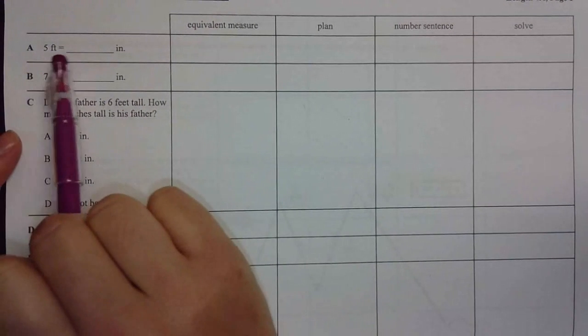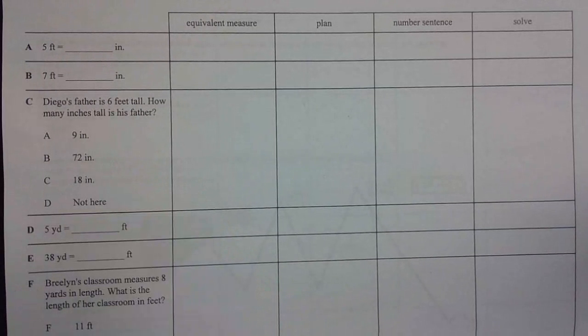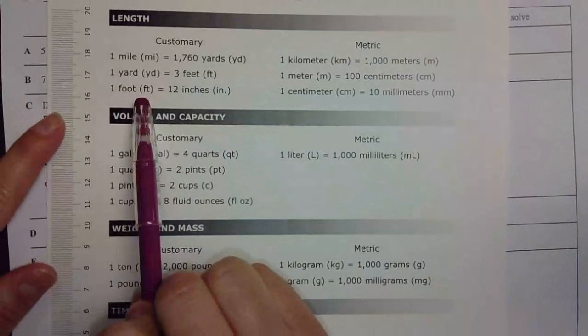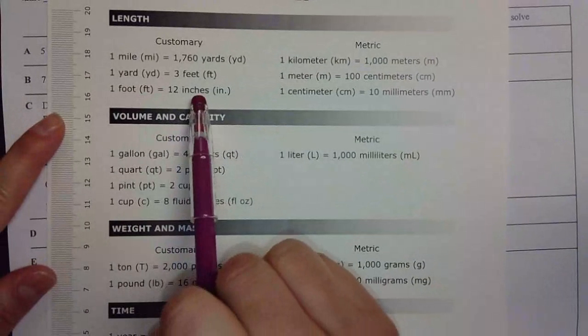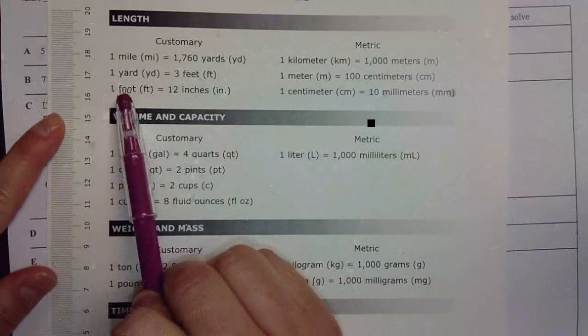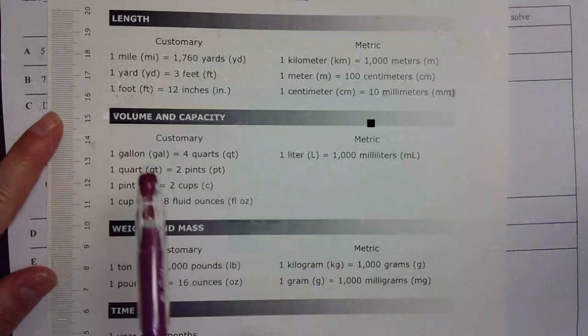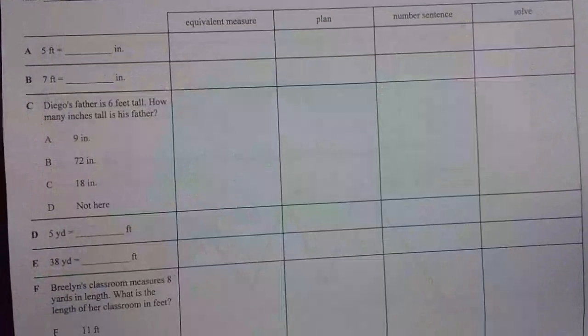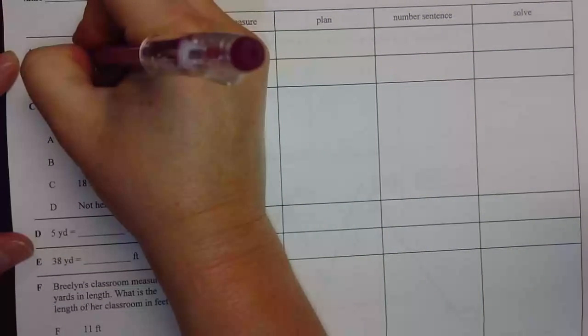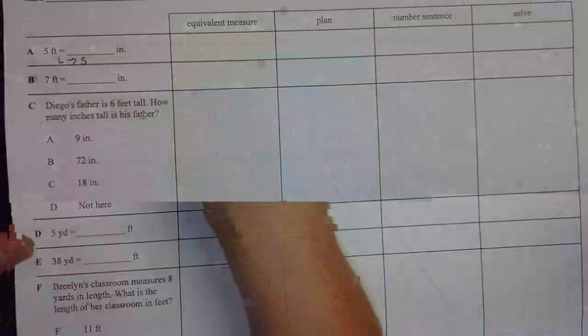So we're turning 5 feet into inches. So we're going from feet to inches. Well, a foot is larger than an inch. So I'm going from large to small, which means I'm going from horse to fly, multiply.